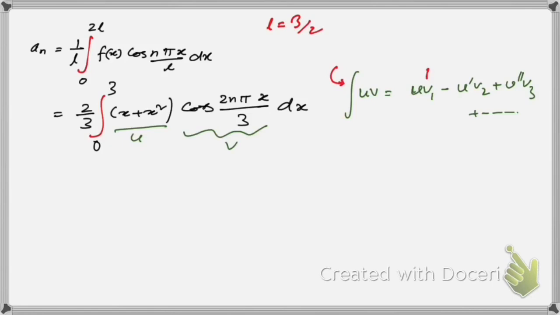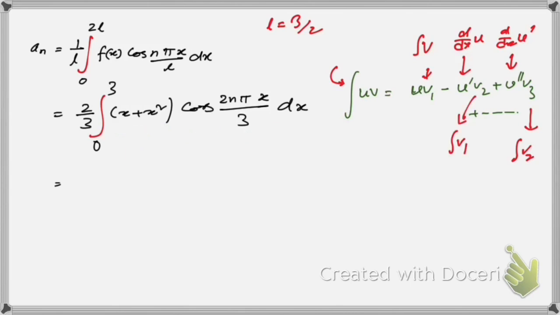So here v1 represents integration of v, right? And u dash is the derivative of u, d/dx of u, and similarly u double dash will be d/dx of u dash. And v3 will be the integration of v2, and v2 is the integration of v1.